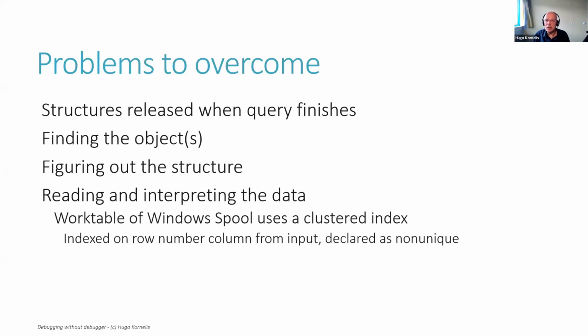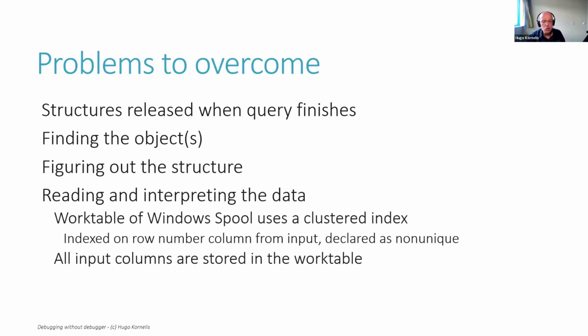That clustered index is built on the row number column that is generated elsewhere in the plan and is provided to the window spool by its child operator. It's declared as non-unique, even though there will never be duplicates. That's simply how Microsoft coded it. Don't ask me why. And all the columns that are in the input, even the segment that technically didn't need to be stored, are stored in the work table.